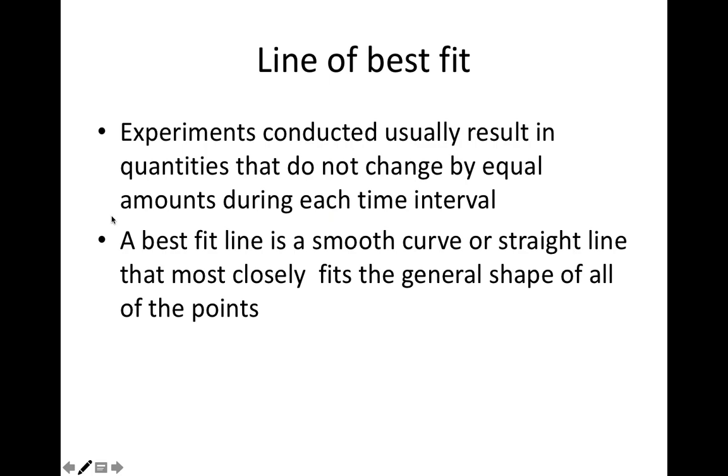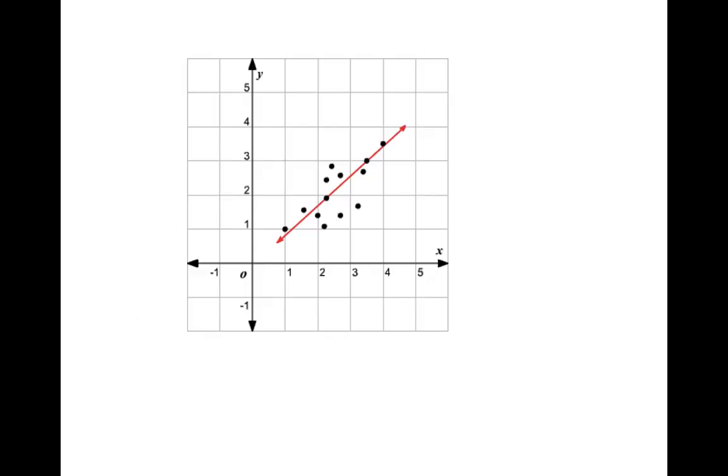Line of best fit. Experiments conducted usually result in quantities that do not change by equal amounts during each time interval. A best fit line is a smooth curve or a straight line that most closely fits the general shape of all of the points. So here you can see points that are plotted. This could be position time data or it could be something else.